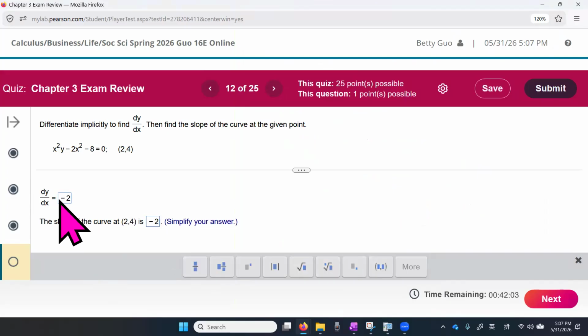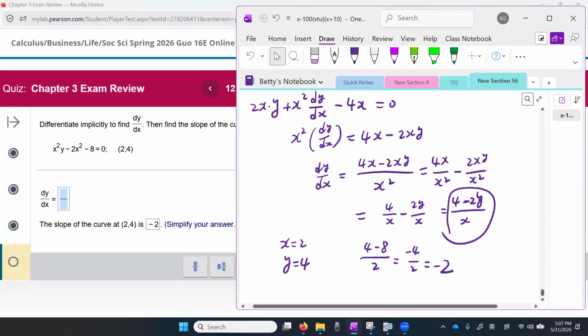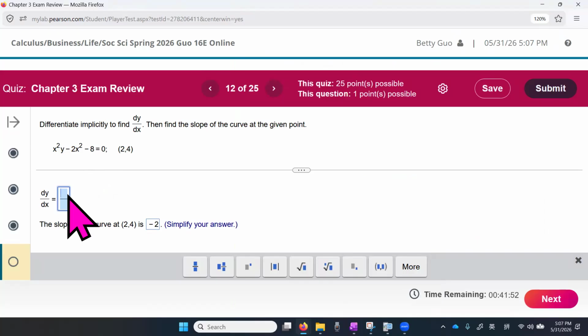Here actually it's asking to enter the derivative. 4 minus 2y over x.